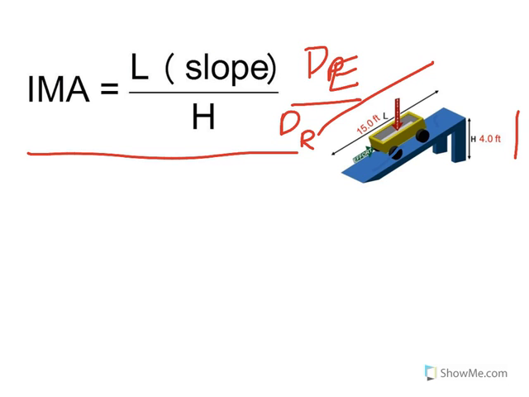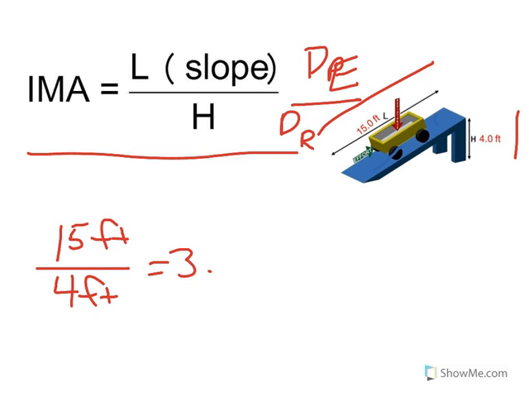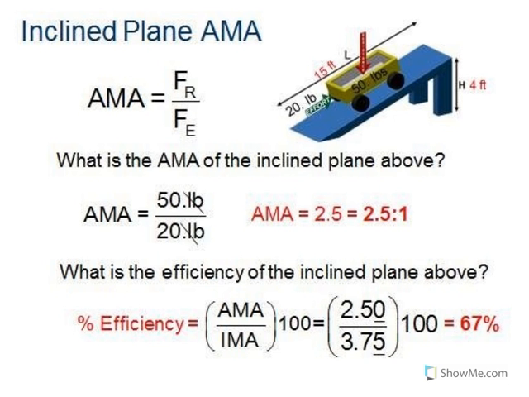In the case of this simple machine, my length is my 15 feet. My height is the 4 feet. If I divide those out, I get an ideal mechanical advantage of 3.75. To look at our actual mechanical advantage, I'm going to start by looking at this ramp. I am putting in 20 pounds of effort to move a 50-pound resistance.